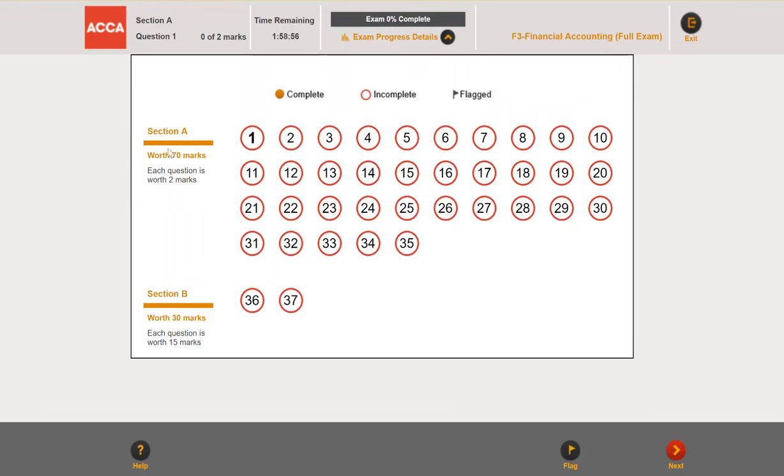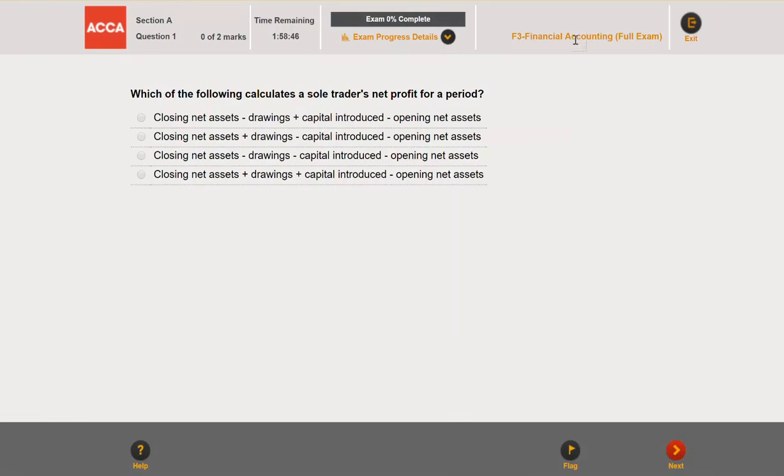So we have section A, 70 marks, already explained, and section B, 30 marks, 2 questions. And then we have the name of the paper here, then we have exit here, and then flag. Flag can be used for many reasons. You can use it if you have a doubt about a question and you want to come back to it later, but I use it for another reason.